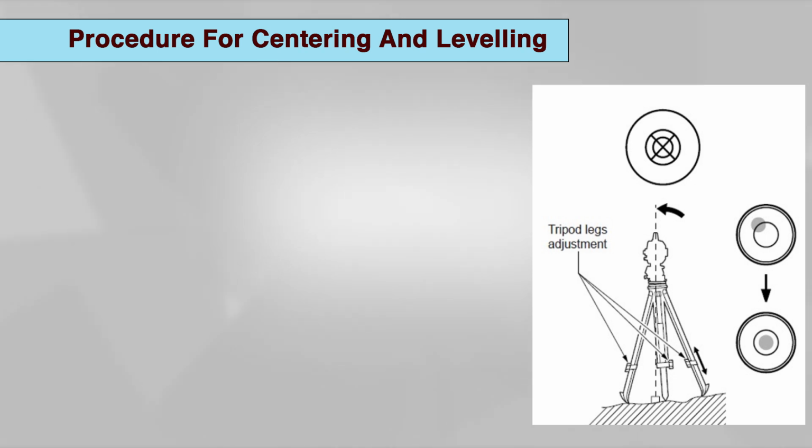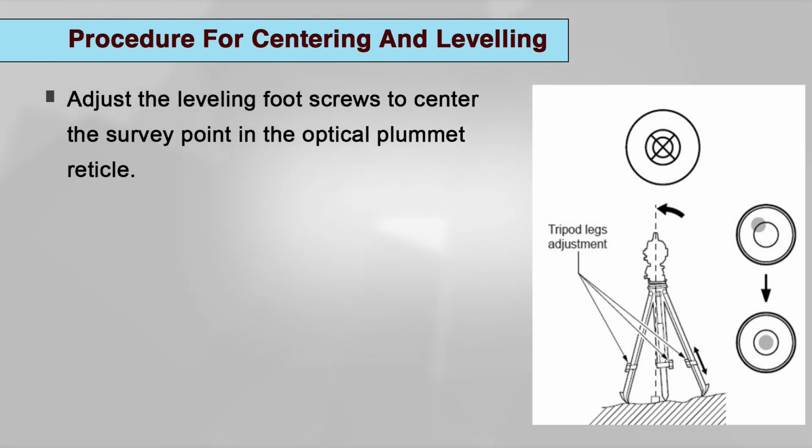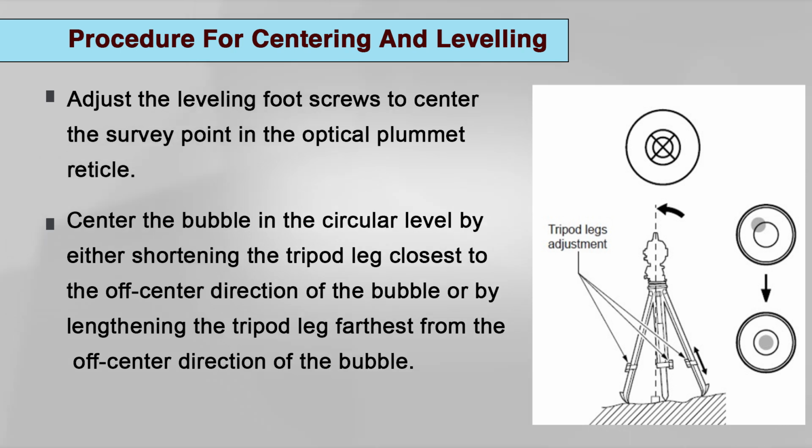Generally, there are three leveling screws and one circular bubble present in a total station to be used for adjustment. Thus, leveling is achieved by carrying out the following steps. In the first step, adjust the leveling foot screws to center the survey point in the optical plummet reticle. Center the bubble in the circular level by either shortening the tripod leg closer to the off-center direction of the bubble or by lengthening the tripod leg farthest from the off-center direction of the bubble.